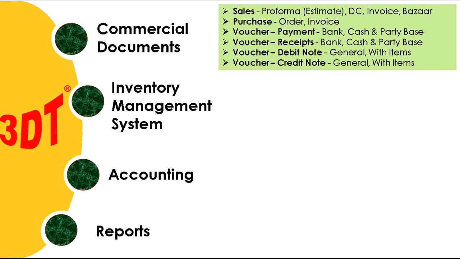We have different types of vouchers supported in our 380 where you can make a payment and receipt against bank, cash or party. You could also raise a debit note or credit note, the generic information, or could also add items which would be helpful when we make purchase returns or when we receive sales returns.